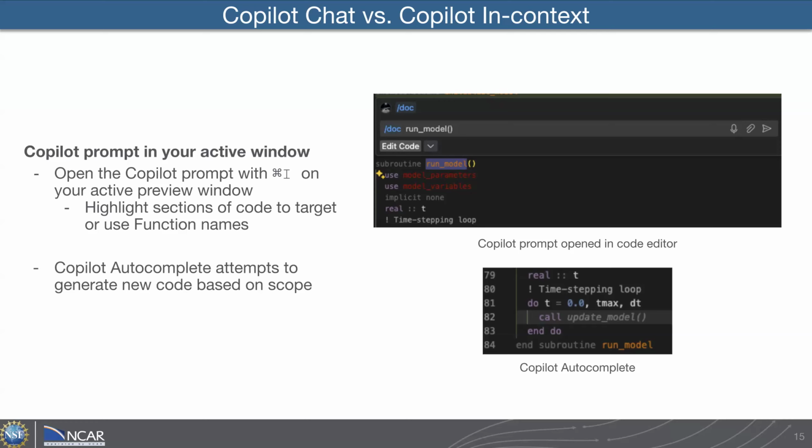But this also has the option within the preview window to auto-generate code for Copilot. You can see on the bottom right, it's very similar to autocomplete, but it will be providing suggestions as you go and add additional things to your code here.